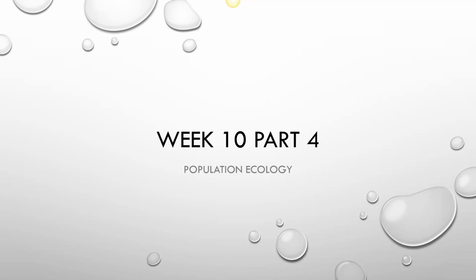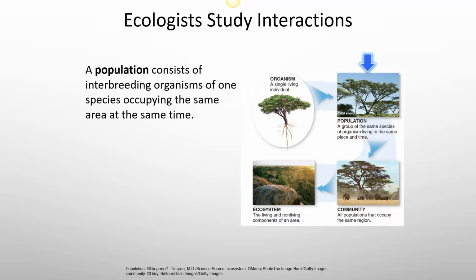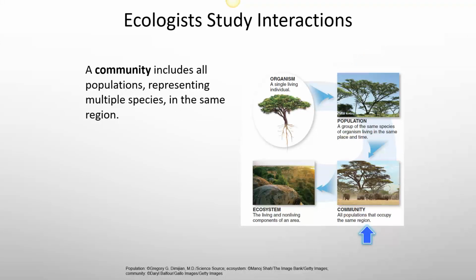So next we're going to talk about population ecology. Ecology is the study of the relationships among organisms and the environment. A population consists of interbreeding organisms of one species occupying the same area at the same time. A community includes all populations representing multiple species in the same region.